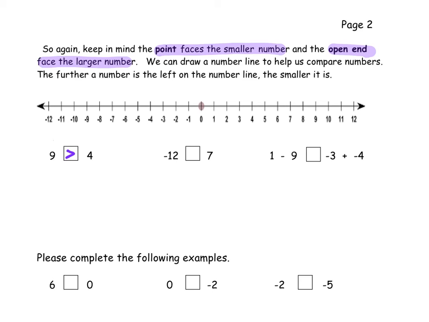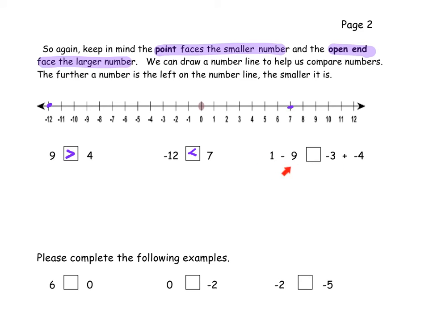So now let's look at the next example, and this example might be a little bit easier if we demonstrated it on the number line. For instance, if I put negative 12 on the number line and I put positive 7 on the number line, the reminder is the further number is to the left, the smaller it is. So once again, 12 might appear to us to be bigger than 7, but it's a negative 12. So the point in this case should point to the negative 12, which is smaller, and the open end should face the 7, and this is read as negative 12 is less than 7.